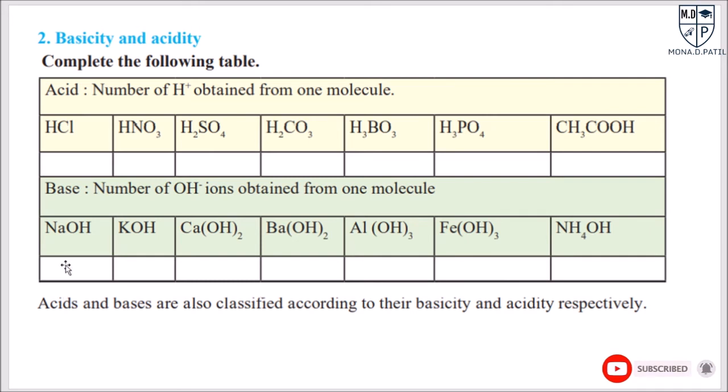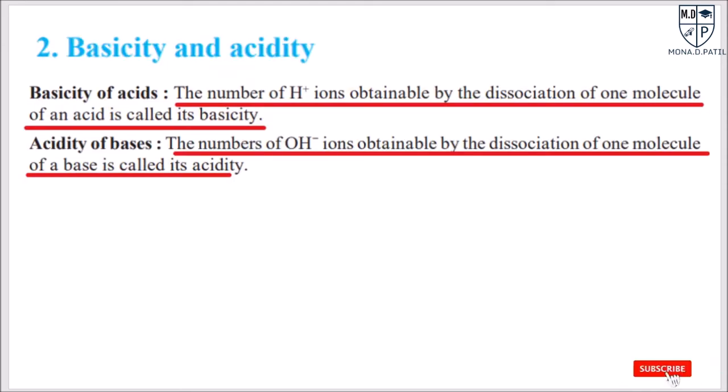Here is the number of H plus ions obtained from one molecule. Hydrogen chloride and nitric acid will give only one hydrogen ion, or cation. Sulfuric acid and hydrogen carbonate will give two hydrogen ions. Next, these examples will give three hydrogen ions. On the basis of this, we can come to know the basicity of an acid.